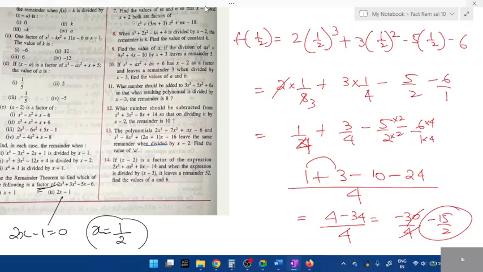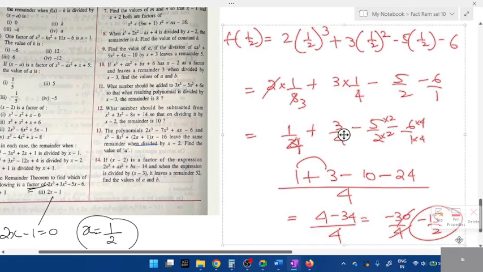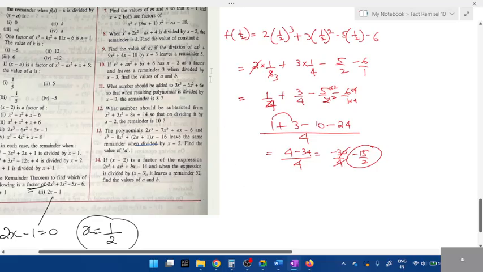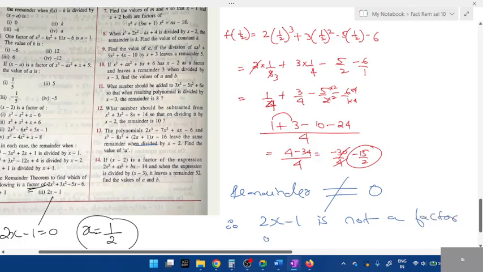Is it clear? Understood? Just one statement, students. Once you complete this, it is not equal to 0. Therefore, 2x minus 1 is not a factor. Make a note of this statement.